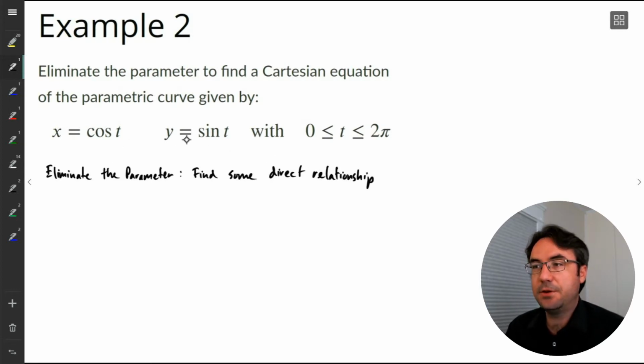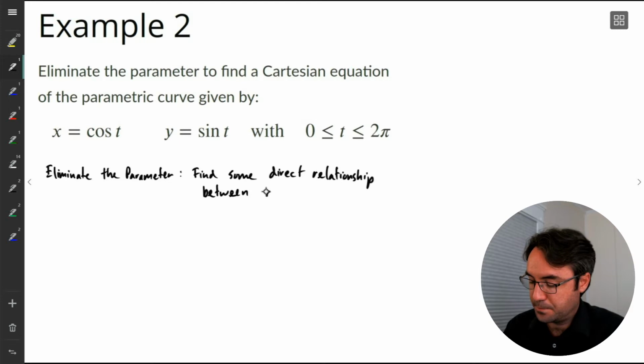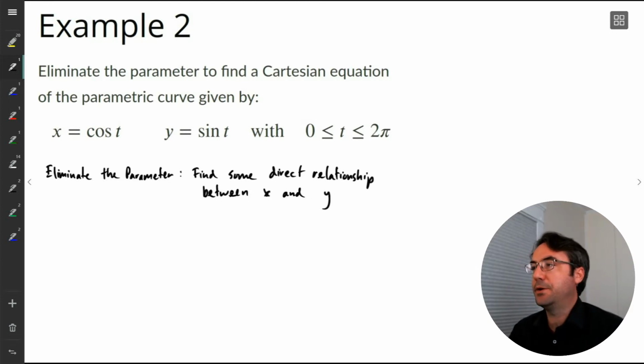Right now, they're kind of just indirectly related to each other. All right, so that's what we want to do. And when we look at these two functions, they're trig functions. So you should think of, when we see trig functions, we want to think back to our trig identities.